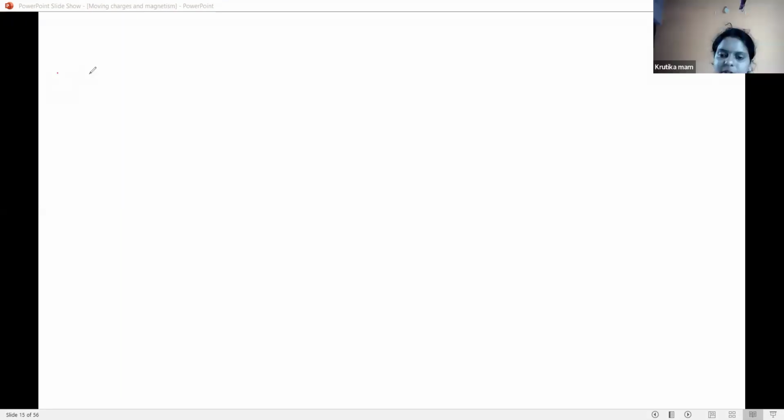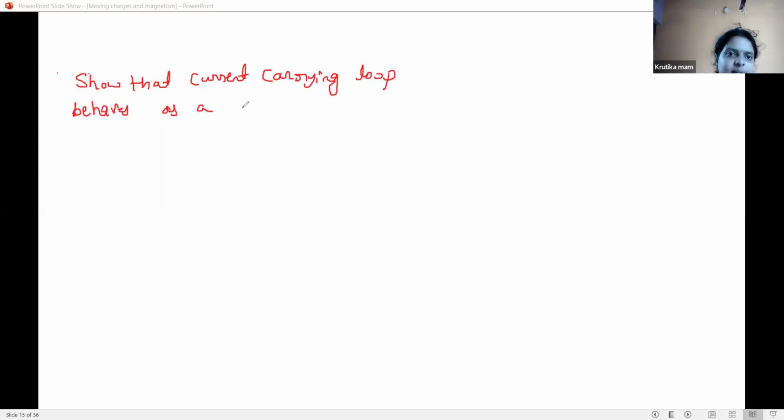Yes. So the derivation is: show that a current carrying loop behaves as a magnet. It behaves as a magnetic dipole. So that it behaves as a magnetic dipole is what we are going to derive.